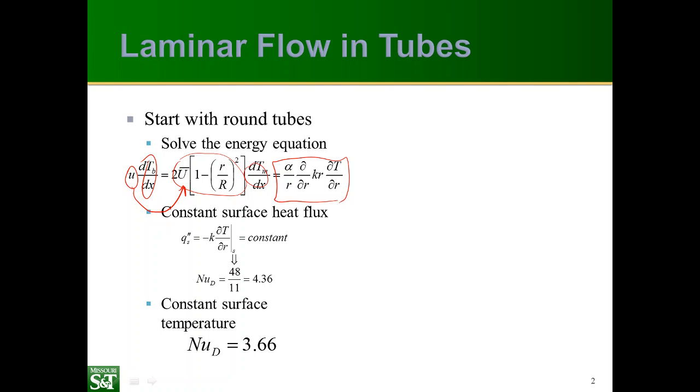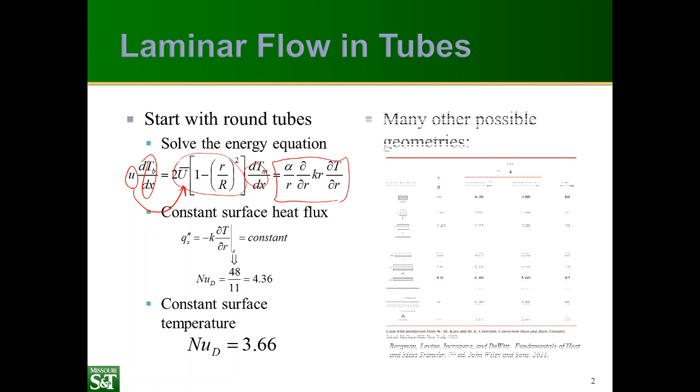Now, both of these analyses assume fully developed flow, so it's important to note here that the Nusselt number is constant because fully developed flow has been assumed and the shape of the temperature profile remains constant. Now, at that point, the Reynolds number and Prandtl number no longer have an impact because, again, those profiles are constant.